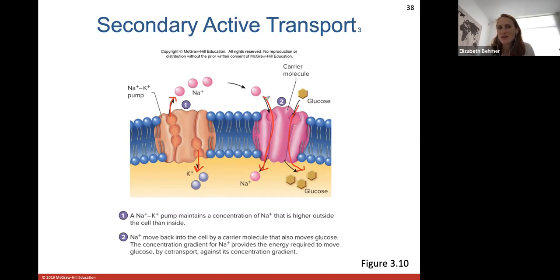When sodium moves into the cell, that provides the energy required to move glucose, for example, into the cell against its concentration gradient. So this is an example of co-transport, a secondary active transport process.